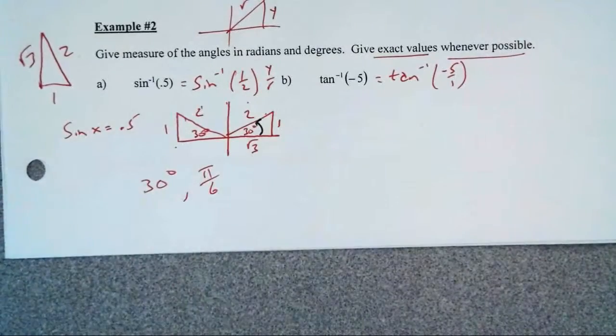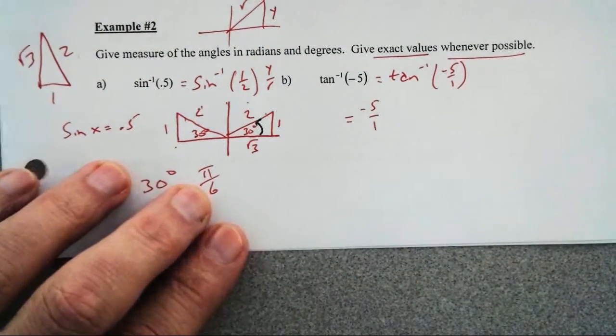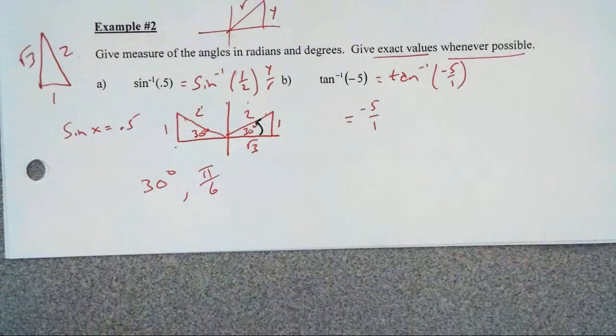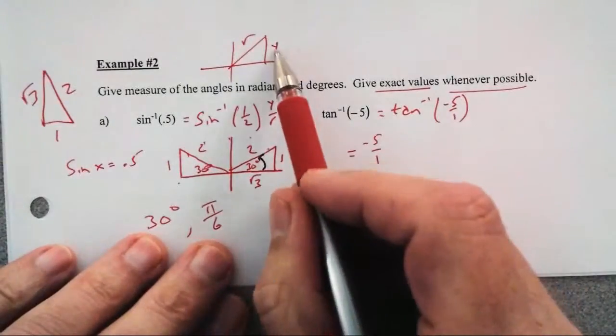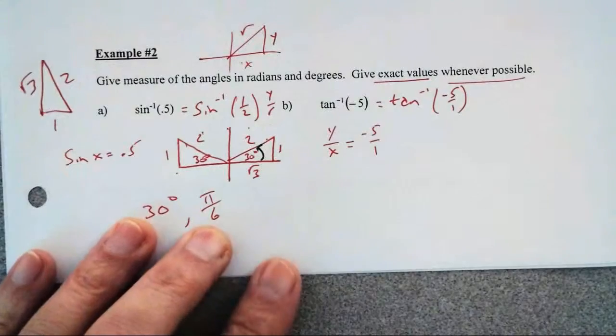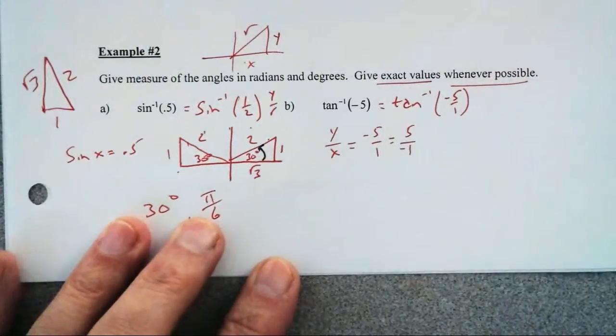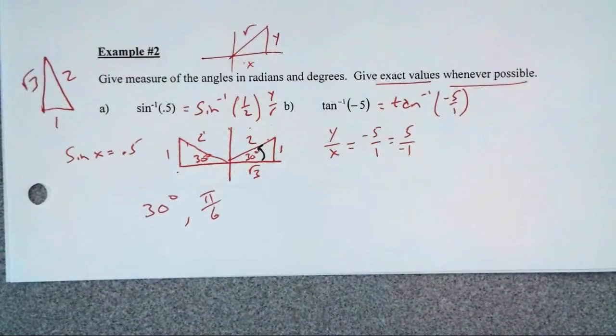I want ratios. What ratio is -5 to 1? In SOHCAHTOA land, opposite adjacent, opposite adjacent, y on x. I want y on x to be either -5 on 1, or 5 on -1. Does that sound like a 30-60-90 or a 45-45? Nope. I'm still going to draw it, though. At this point, we're going to go to our calculators, but I'm still going to draw it.